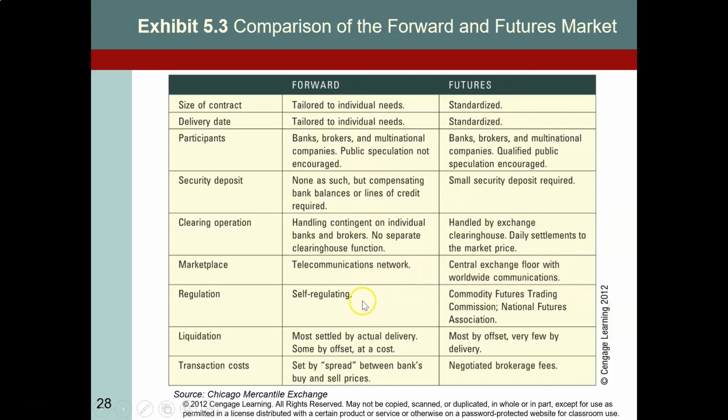For forward, it is self-regulating, most are settled by actual delivery, some by offsets at a cost, and transaction costs are set by the spread between banks' buy and sell prices. For futures, the Commodity Futures Trading Commission and National Futures Association regulate it. Most are settled by offset, very few by delivery, and there are negotiated brokerage fees.